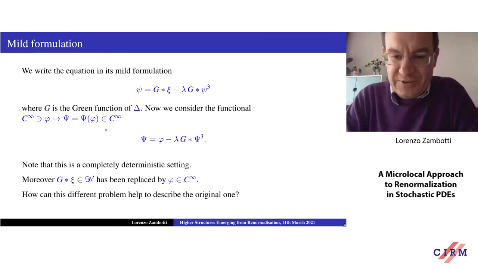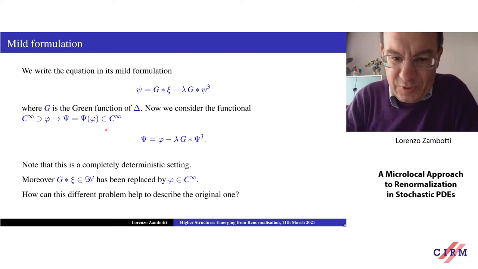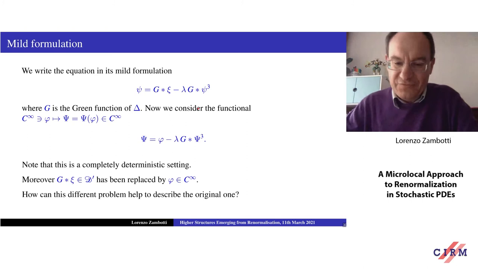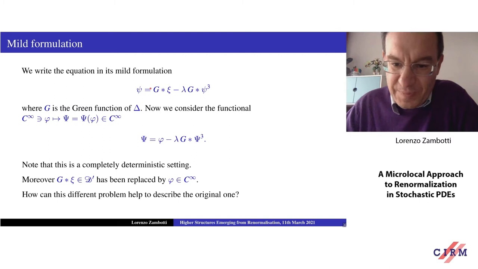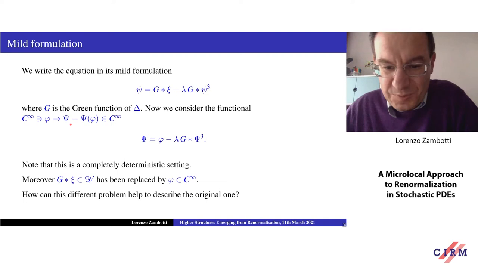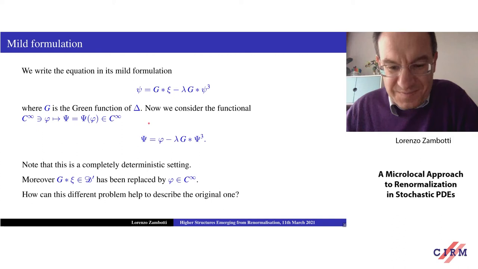Yeah, so I think I said all this. Now let me describe as simply as I can the approach. So you write the PDE in the mild formulation, where G is the Green function. Now G convolution psi is also in fact a distribution, but at least you know the law, so it's Gaussian, you have a lot of information. So for the moment you simplify the problem by replacing G convolution psi with a C infinity function. Of course this may look very strange, but let me do this and then we'll discuss how to come back to the distribution setting.